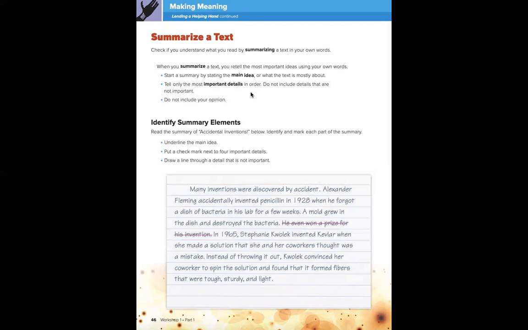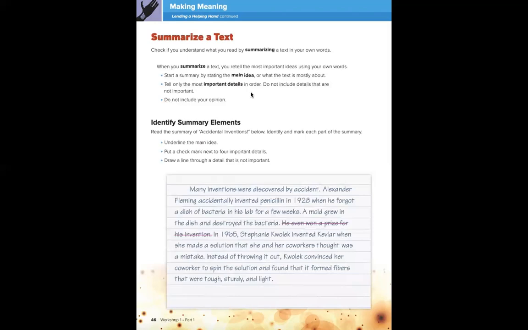All right, next you're going to tell only the most important details in order. This is important. When you're giving a summary, you want to try to keep things in order so whoever's reading your summary, or whoever's listening to your summary, will have a flow to it. You don't want details all over the place and then things get confusing.